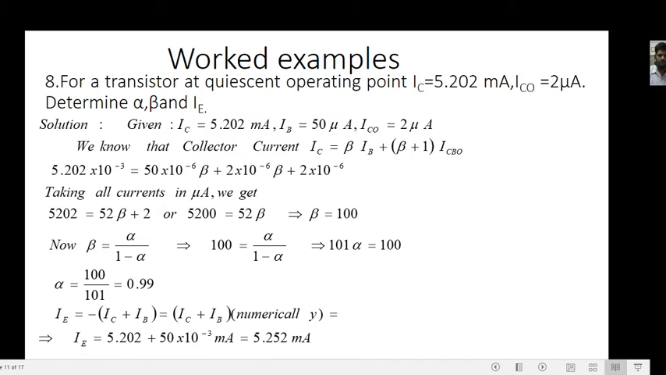Now beta is equal to alpha divided by 1 minus alpha. So we have to substitute beta. 100 equals alpha divided by 1 minus alpha, that is 101 alpha equals 100. Alpha is equal to 100 divided by 101, we get 0.99. So IE is equal to IC plus IB, numerically IE is equal to 5.202 plus 50 into 10 power minus 3 milliampere, that is equal to 5.252 milliampere.